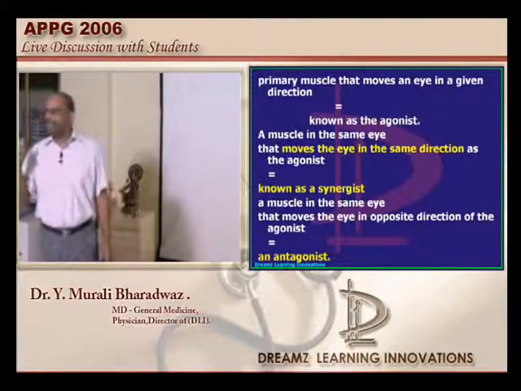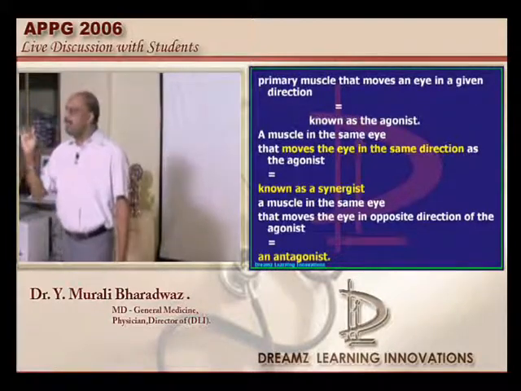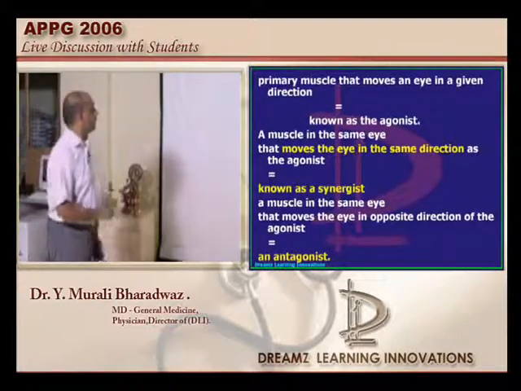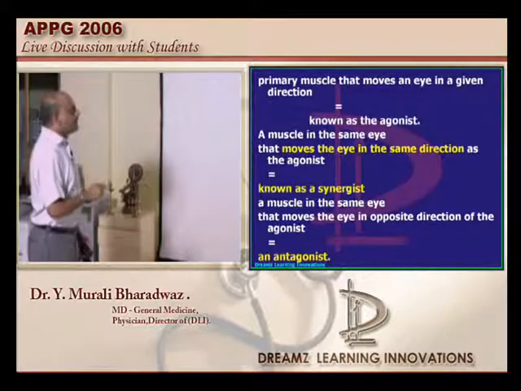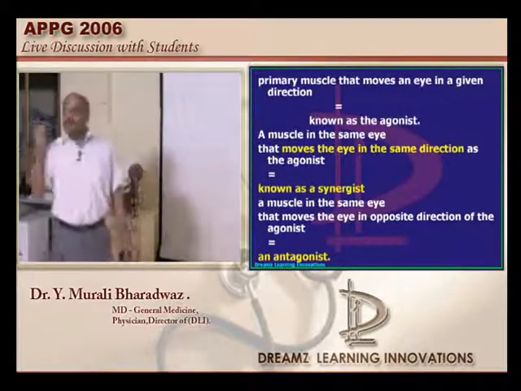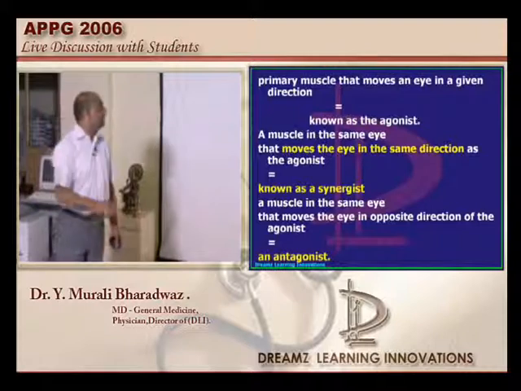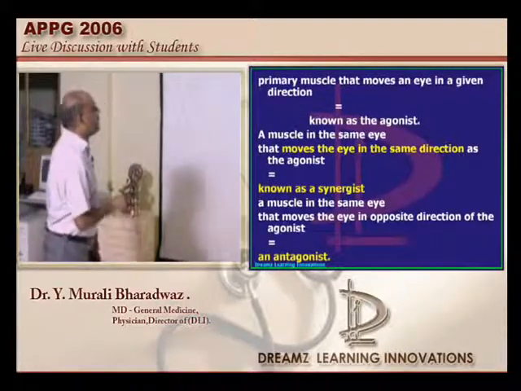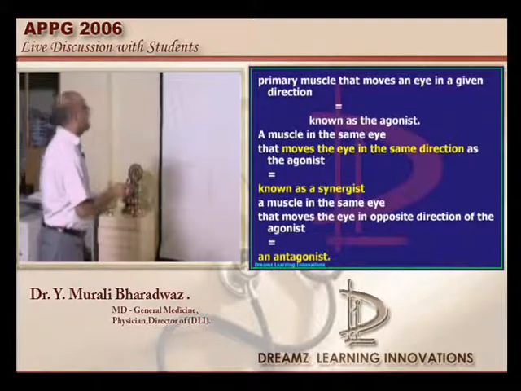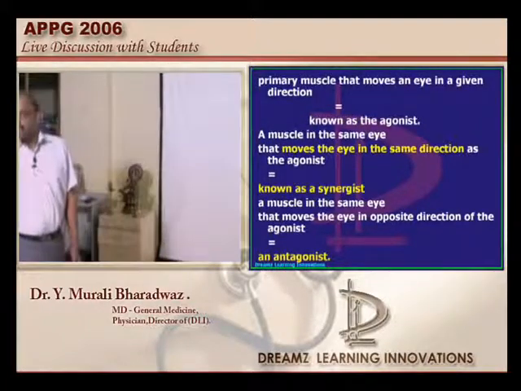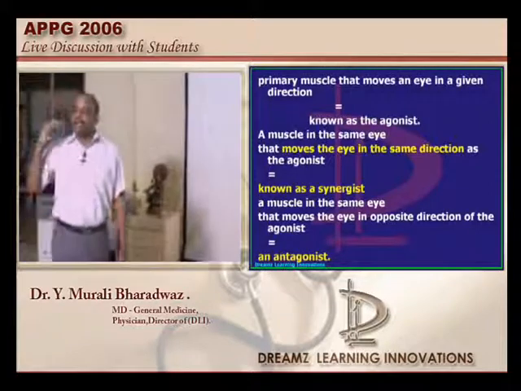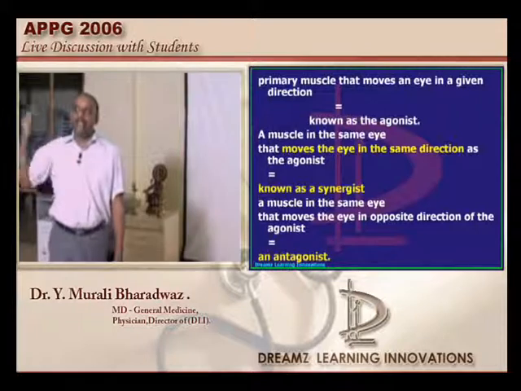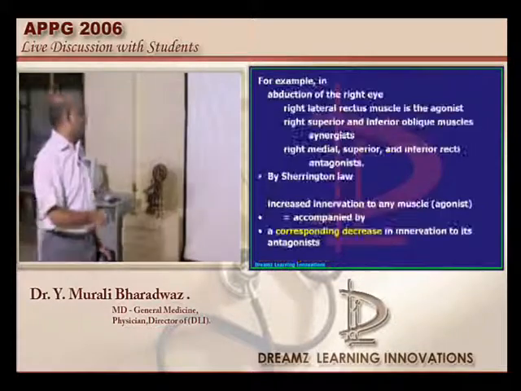First of all, we need to know the definition of two things. What is an agonist, what is a synergist, what is an antagonist, and what is a yoke muscle basically? I'll take 2 minutes of your time. The primary muscle that moves the eye in a given direction is called the agonist. The muscle in the same eye that moves the eye in the same direction as the agonist is called the synergist. In the same eye, the muscle that moves in the opposite direction to the action of this primary muscle is called the antagonist, which needs to be remembered.